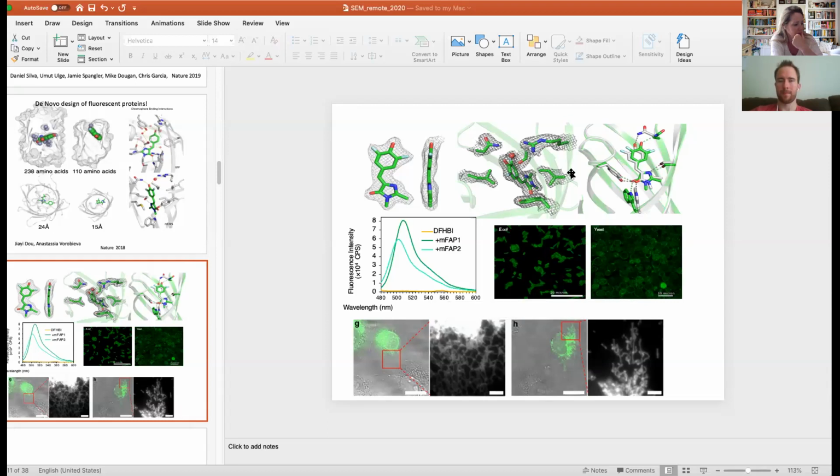We're using a similar approach to design fluorescent proteins that fluoresce, for example, in the far infrared for in-tissue imaging. And those results are looking quite promising.